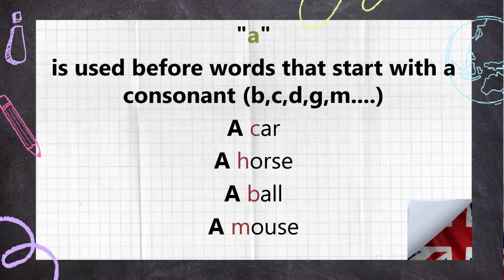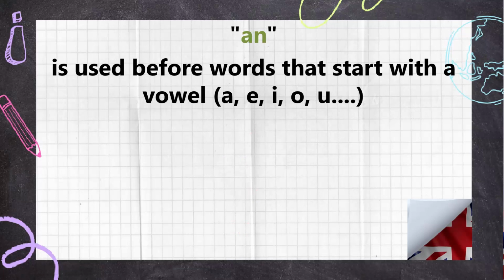If we look at these words, we can see that all of the words start with a consonant. Car starts with C, horse starts with H, ball starts with B, and mouse starts with M. Therefore, for all of these words, we have to use a. Okay, let's move on. An.